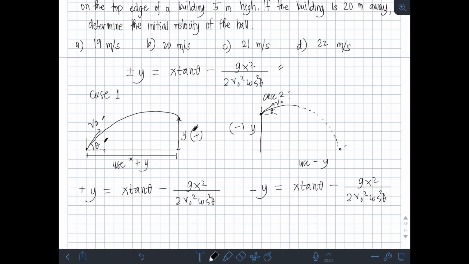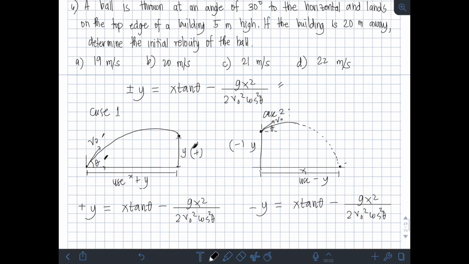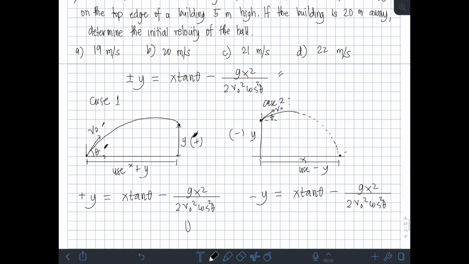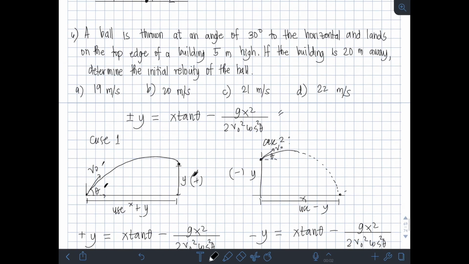Okay? So, same pa rin. Ito yung x natin. Okay? So, dito sa case natin, dahil yung ball is thrown at an angle of 30 degree, so, yung theta natin is 30 degree, right? Ano pa?